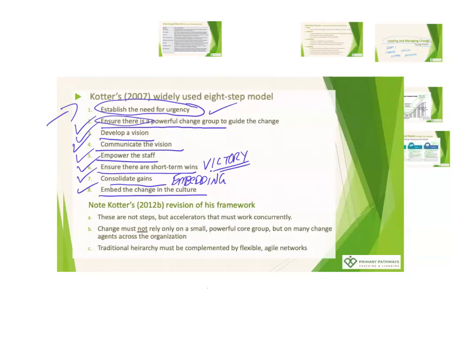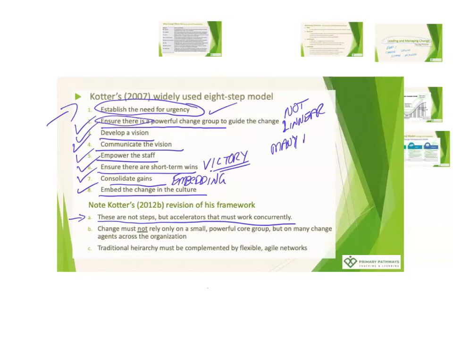Now, a few years after creating this model, John Kotter acknowledged that there were some things missing. The first one, and I thought that was possibly the most important one, is that these are not steps, but rather they are accelerators that must work concurrently. In other words, this is not linear. They won't all work at exactly the same time, but many of them work in parallel.